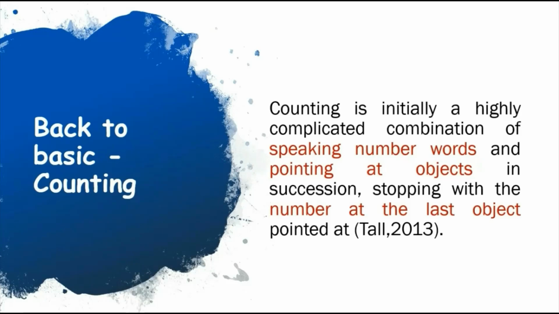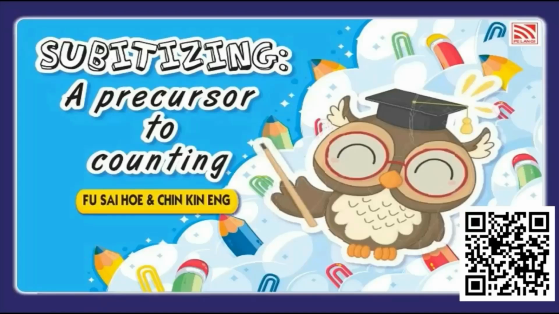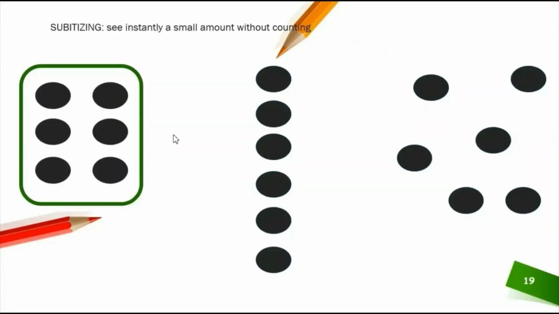So we will start teaching from subitizing, because subitizing is a pre-counting skill, or a precursor to counting. Subitizing is the skill of seeing a small amount instantly without counting. So we will put the dots inside the shapes, with the dots arranged in a line and in a scattered form, to teach the subitizing skill.